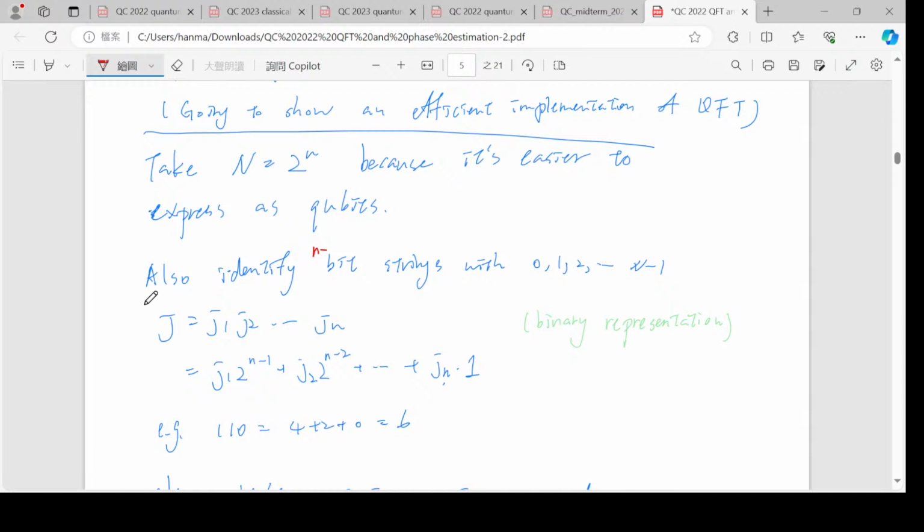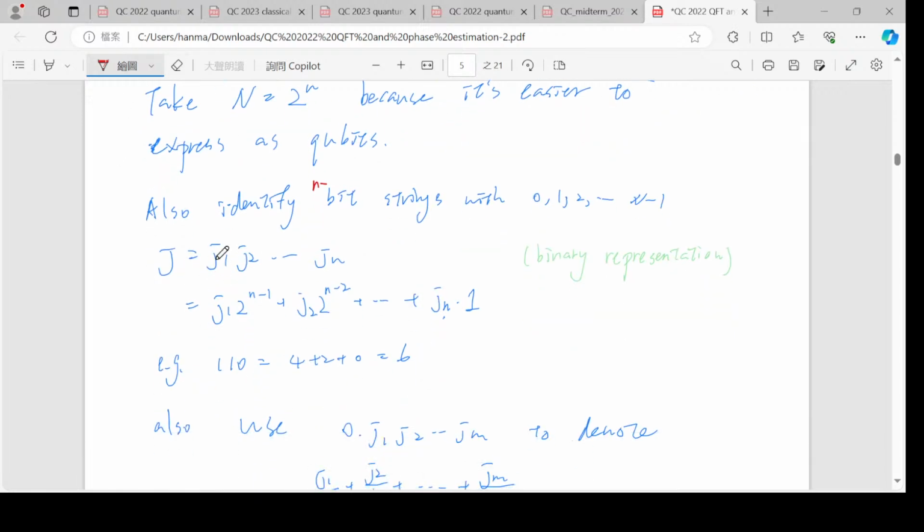So we think of J as some number between 0 and big N minus 1, equal to some small n bit string J1 to Jn, thinking of J1 to Jn as a binary number. It means J1 times 2 to the n minus 1, plus J2 times 2 to the n minus 2, plus etc., plus Jn times 1.